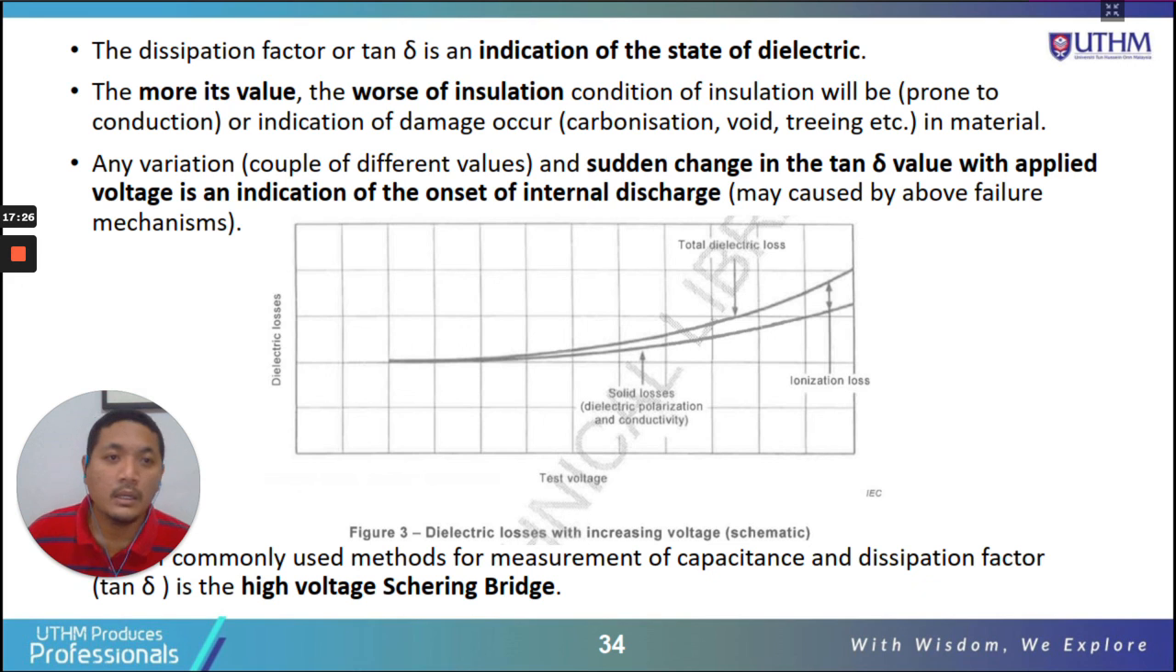Any variation, and a sudden change in the tan delta value with applied voltage, is an indication of the onset of internal discharge. This is quite important, quite interesting.